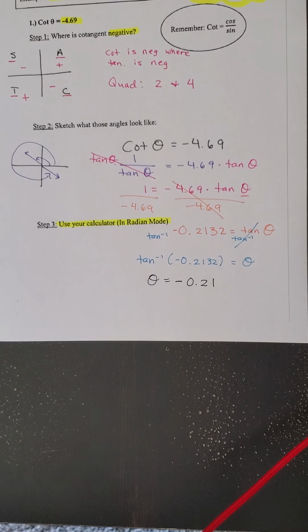All right, now, what does that mean? Well, so remember there are two answers, right? There's two possibilities. So we need to find both of them. One of them will be in quadrant 2 and one of them will be in quadrant 4.